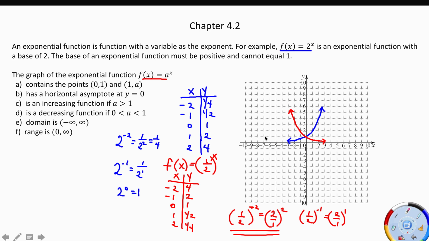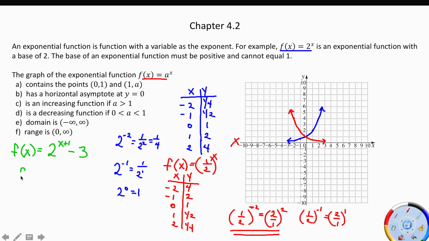The domain is negative infinity to infinity. Remember, the domain deals with the x's. And the range is 0 to infinity, I've got this horizontal asymptote here at 0. So if I want to graph an exponential function, here's my basic points. I need to be able to get these basic points very quickly. Let's say we want to graph f of x equals 2 to the x plus 1 minus 3.